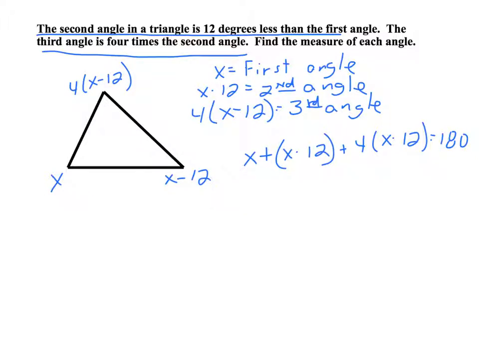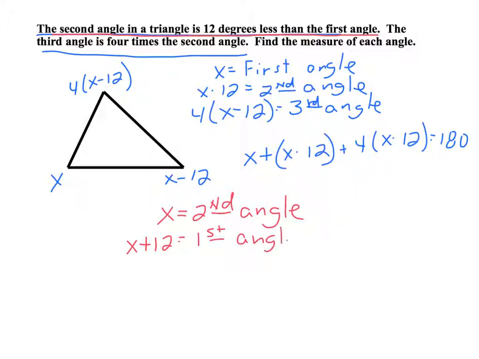However, some people might say when they are doing this problem that they want x to equal the second angle. If they wanted x to equal the second angle, and it says that the second angle is 12 degrees less than the first angle, that would mean that the first angle would have to be x plus 12, because the second angle has to be 12 degrees less. That would mean that the third angle, which it says is 4 times the second angle, would be 4x.